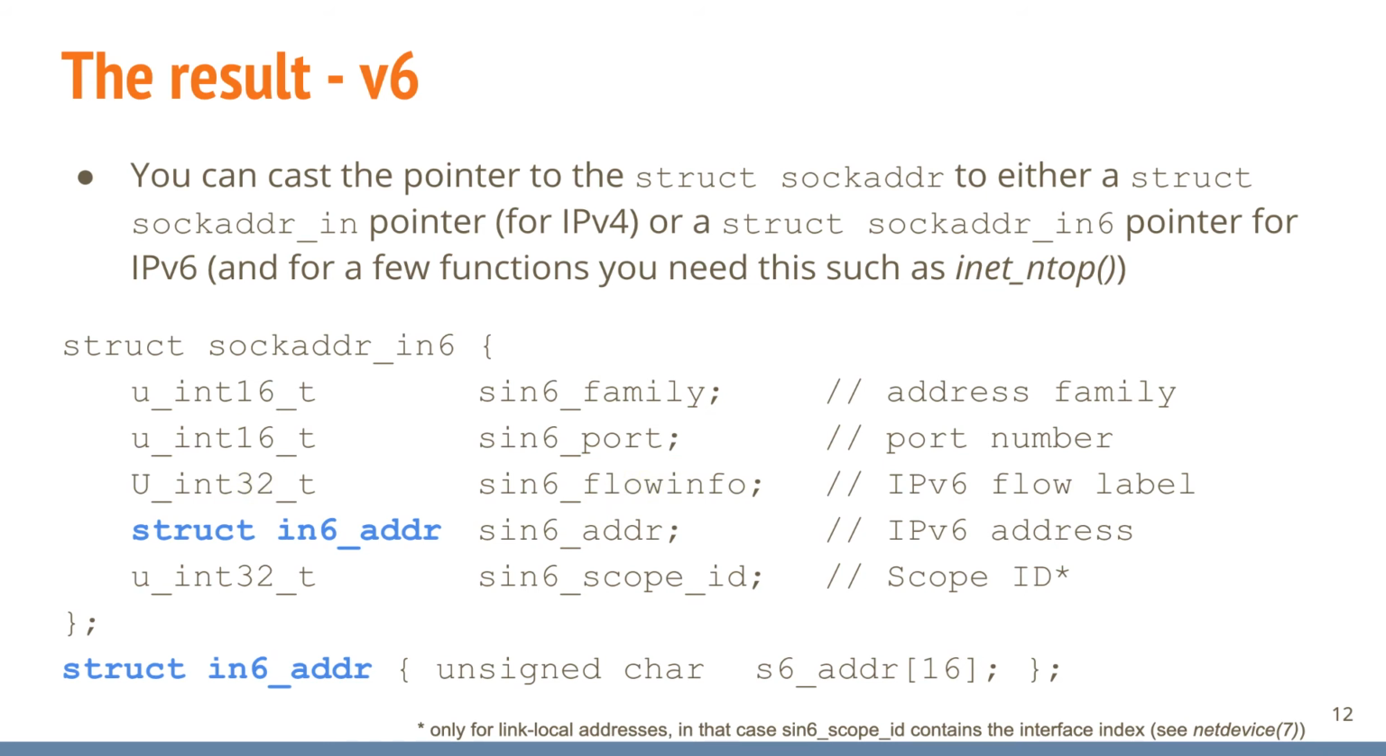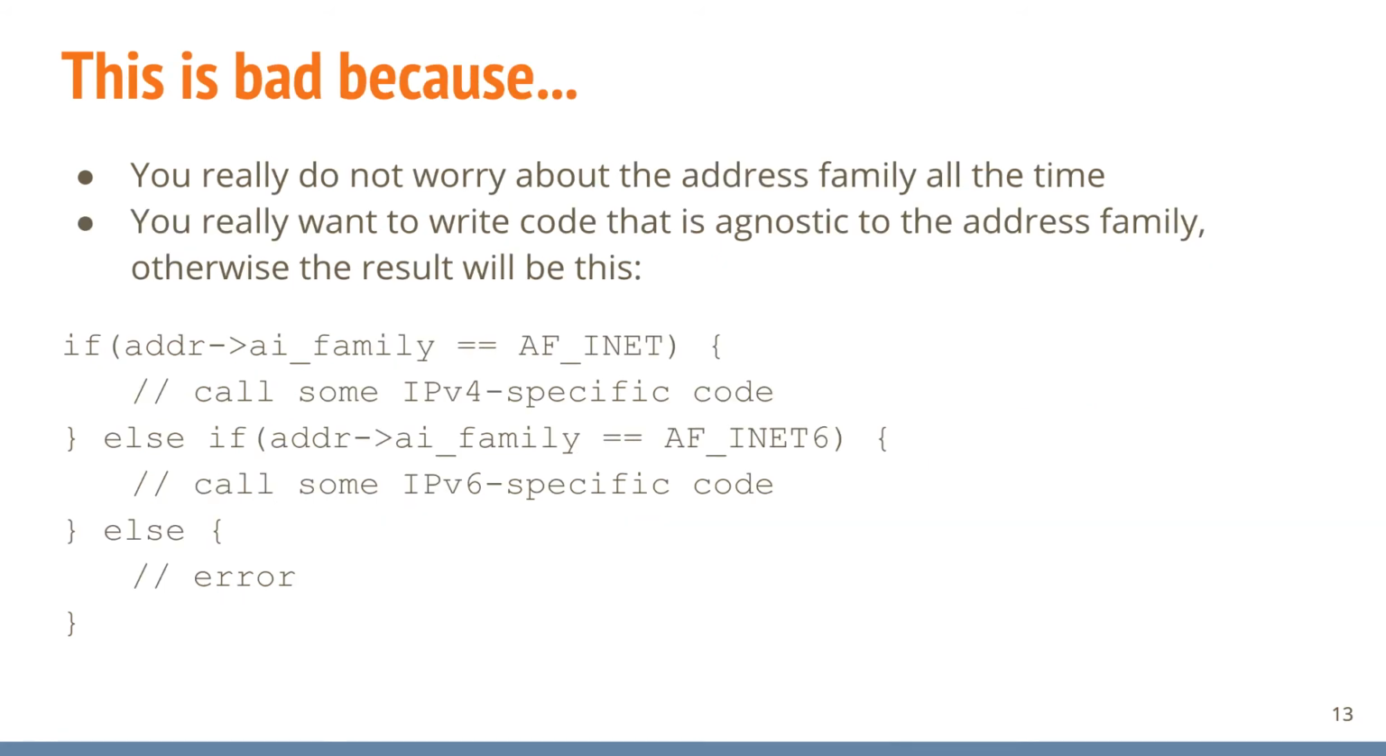The flow label is followed by the IPv6 address itself, which again is a structure. Since 128-bit integers are not common on most platforms, the address is encoded as a 16-byte character array, which can hold 128 bits. The last parameter is interesting for link-local addresses and is left as a reading exercise at this point. This is the most cumbersome interface we have come across as of yet.